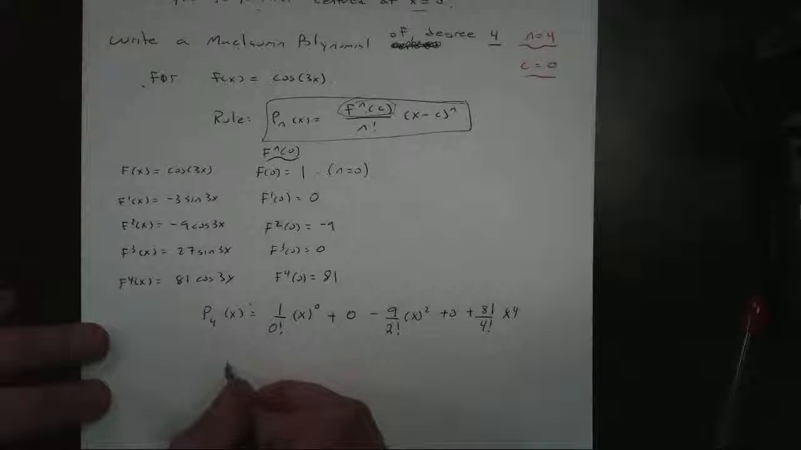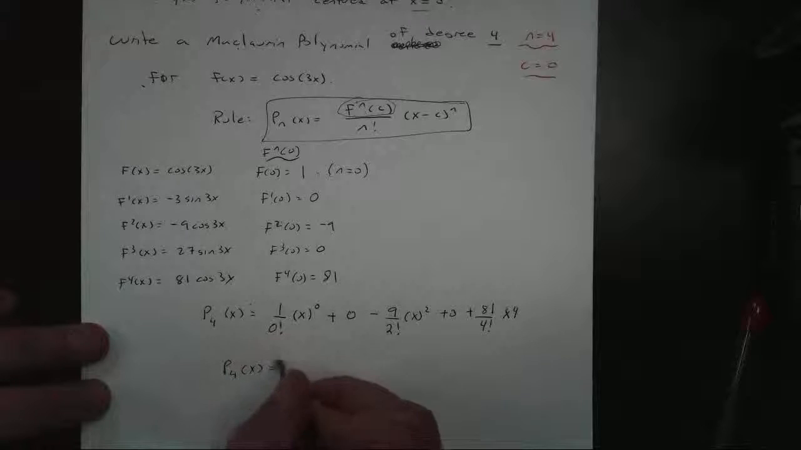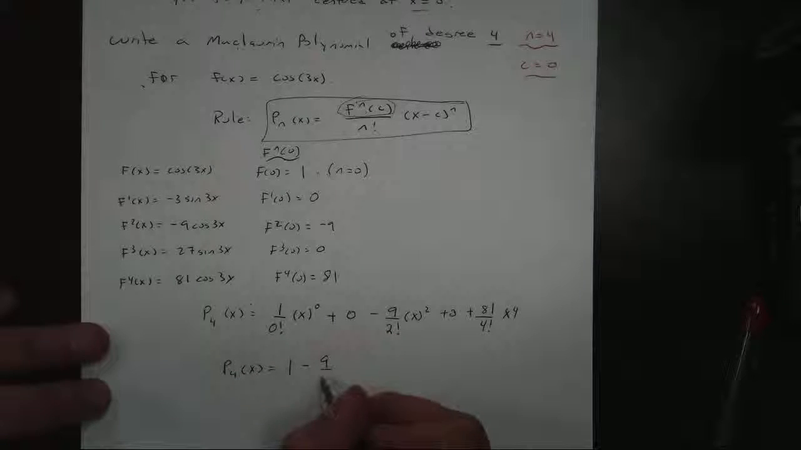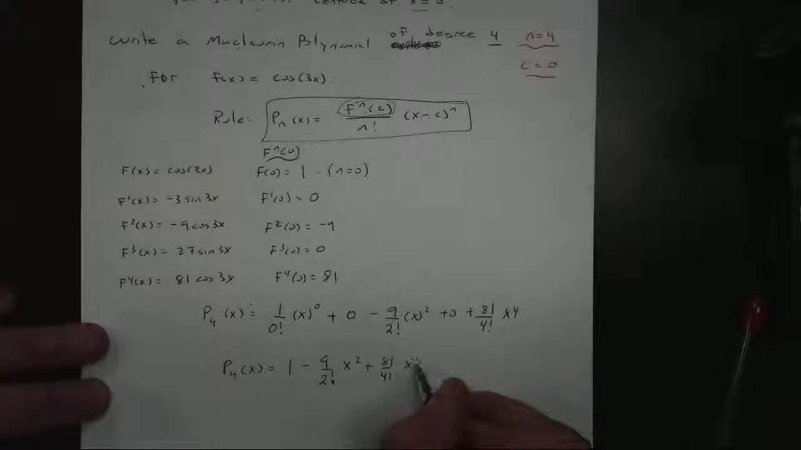Now I can clean this up a lot. This is just 1 minus 9 over 2 factorial x squared plus 81 over 4 factorial x to the fourth.